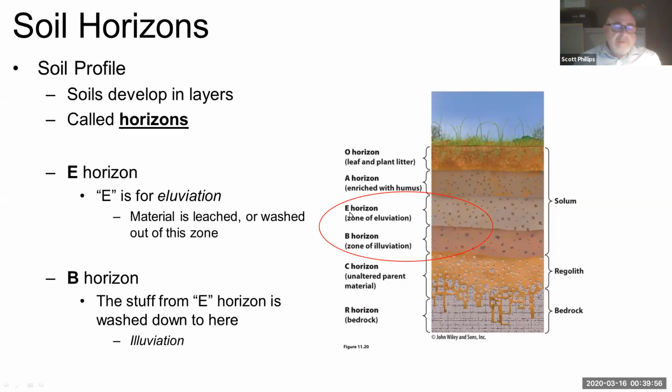Below that, and by the way, you don't always have all of these horizons. Only the most mature soils have an E horizon. And that's called the zone of eluviation. And what that means is that material is kind of getting washed out from here, and then it's accumulating down in the B horizon, which is the zone of illuviation. I don't like terms that kind of sound like each other, but one has an E, one has an I, but that's what's going on here. Essentially, material is being washed down and collecting in the B horizon.